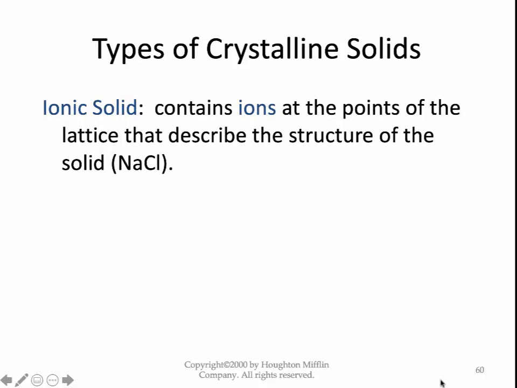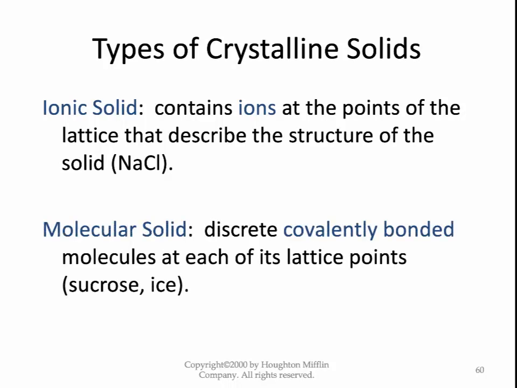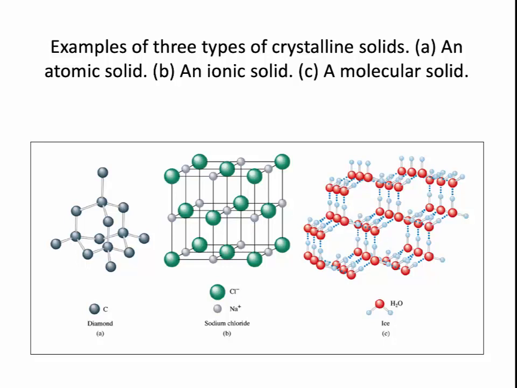Okay, ionic solid. Now here's something I do want you to think about. In an ionic solid, you've always got ions at the points of the lattice. If you think about a lattice as sort of a repeating structure, you would have a sodium or a chloride at each point of the cubic squares. A molecular solid, however, is going to have discrete covalent bonded molecules at its lattice points, like sugar or water. And here's just a couple of examples.